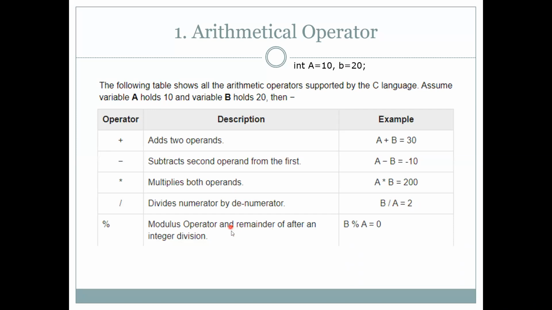So the division operator returns the quotient, whereas the modulus operator returns the remainder. When we perform b mod a, it is equal to 0. Why? Because the modulus operator returns the remainder, whereas the division operator returns the quotient. As per the program requirement, you can use these arithmetical operators.